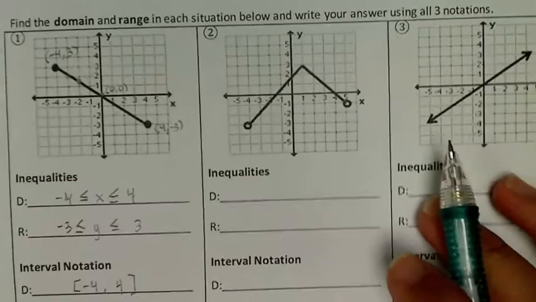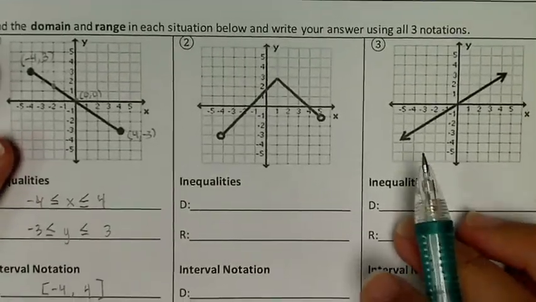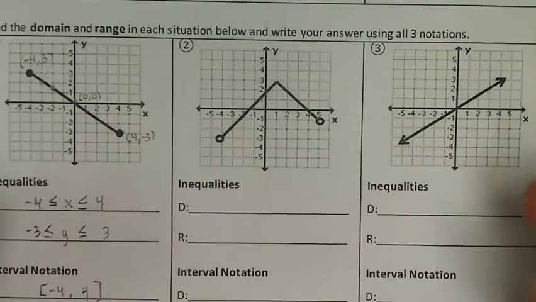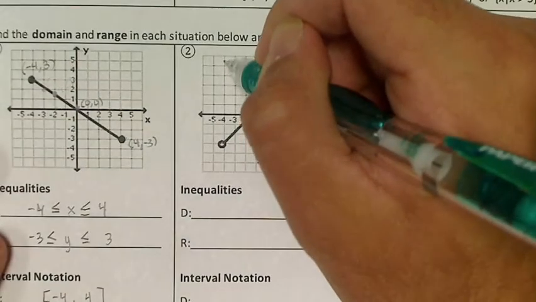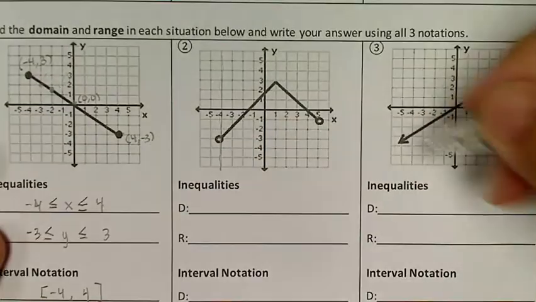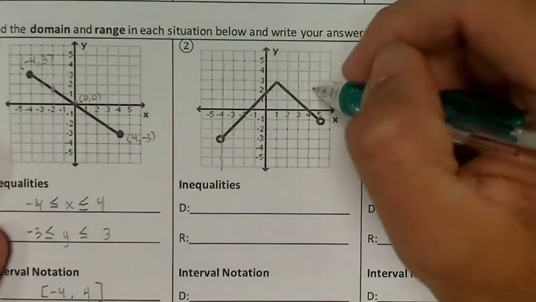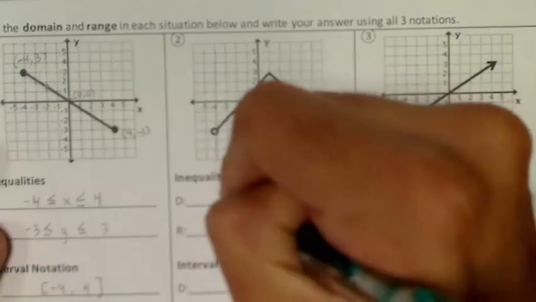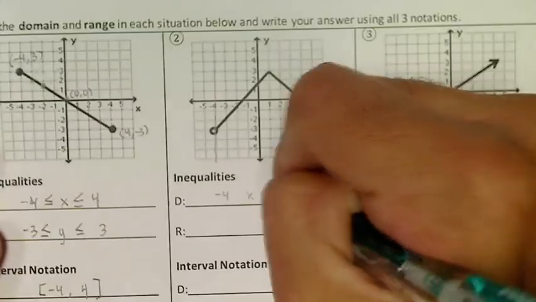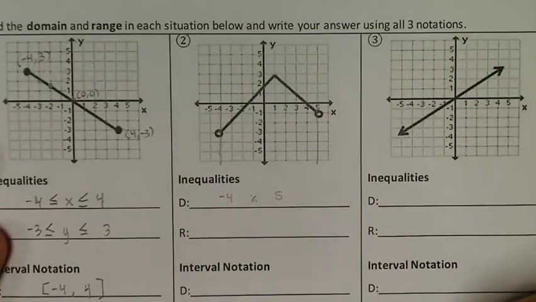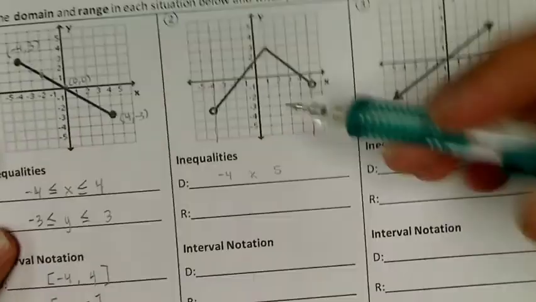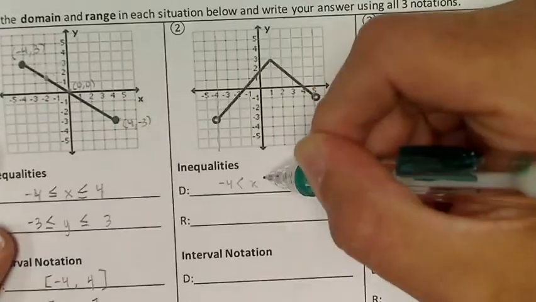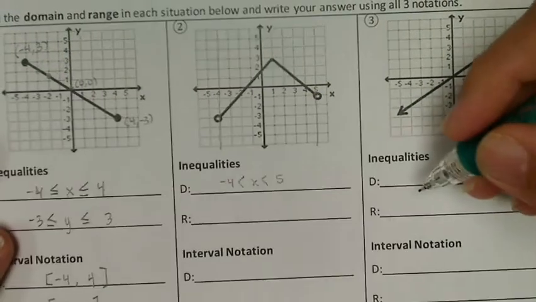Okay, so example 2. We'll start with the domain. For domain, you always look at the furthest point to the left and the right, so you can look at the endpoints. The furthest x to the left is -4. The furthest x to the right is 5. So we're going to have an inequality notation from -4 and 5. Now we just have to put in our symbols. Notice that it's an open circle. An open circle tells us that these are going to be strictly less than signs.